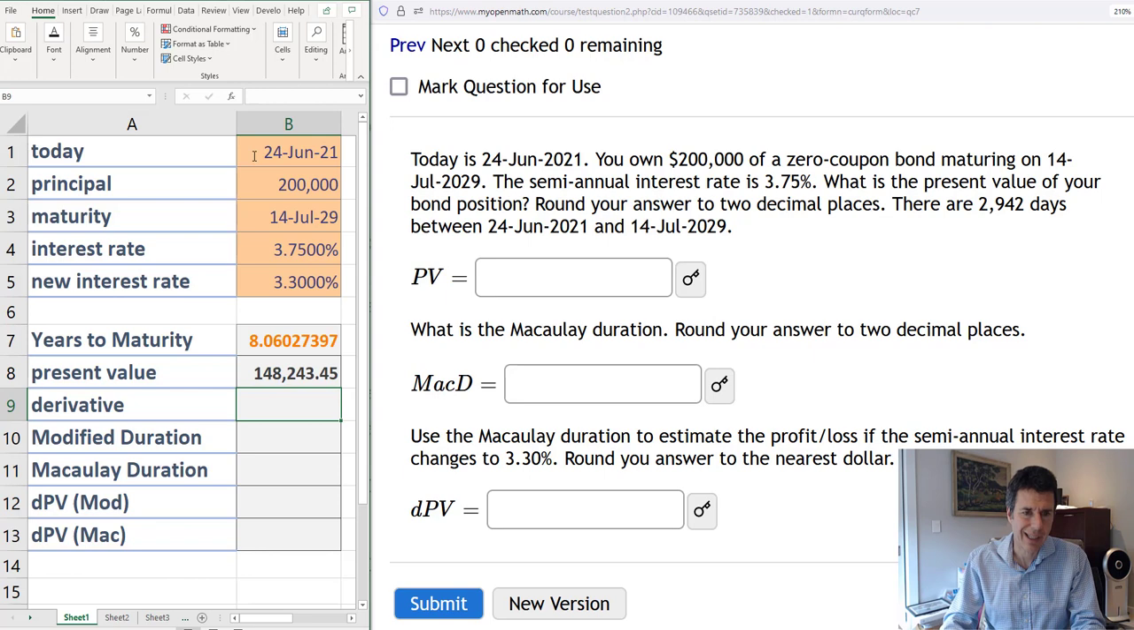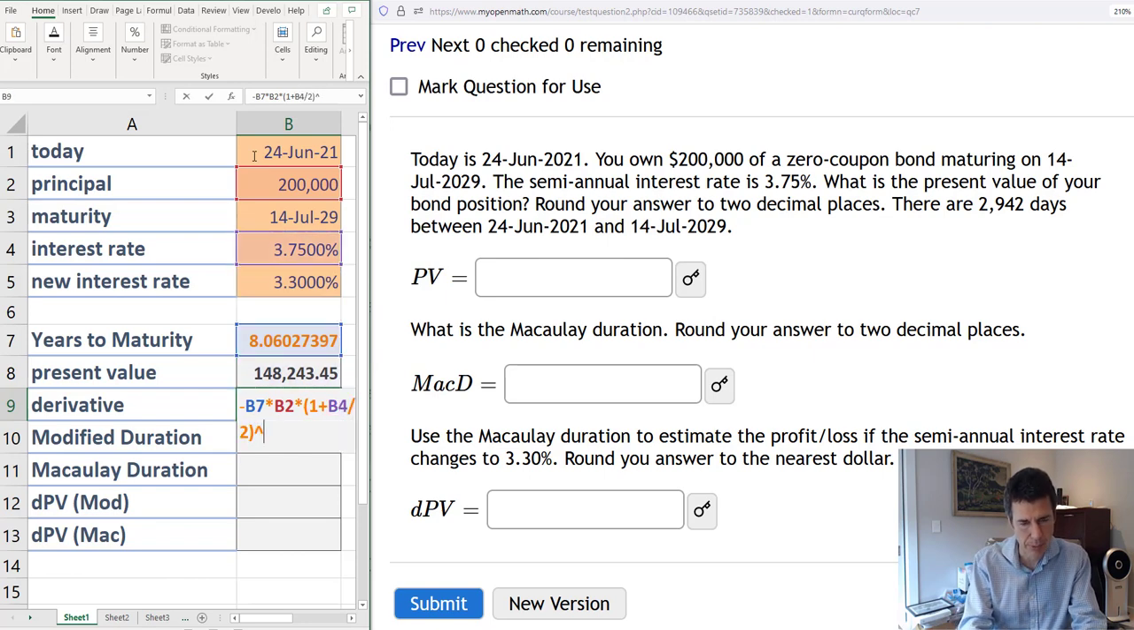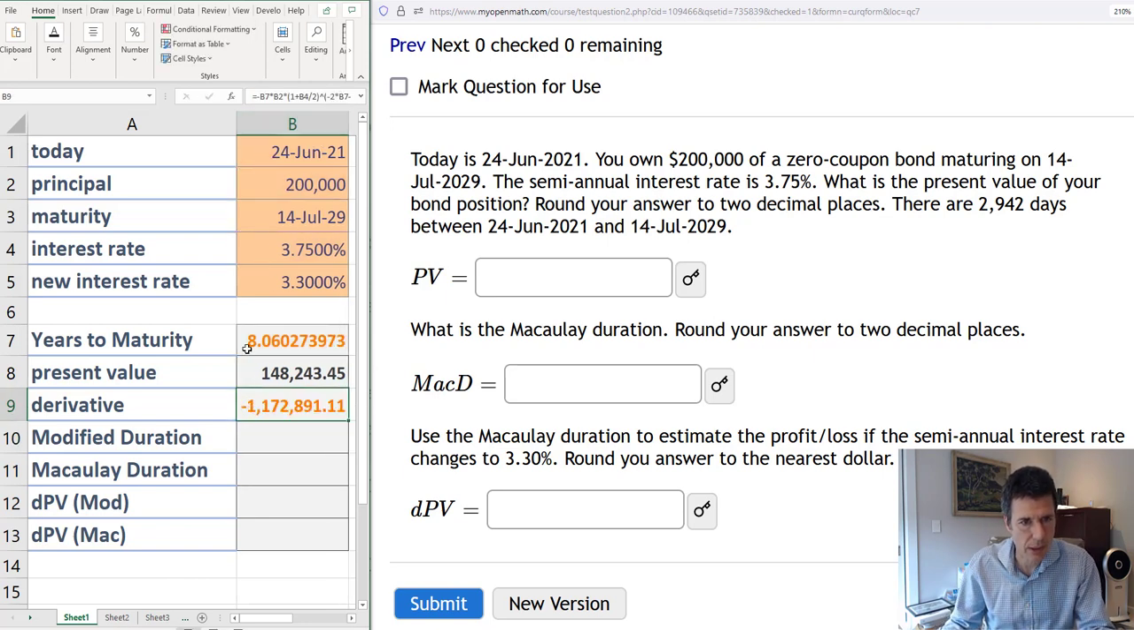The derivative, and I know the derivative off the top of my head, but you can take the derivative using the chain rule, and you're going to get negative t times the principal times 1 plus y over 2 to the power negative 2t minus 1. So negative t times the principal times 1 plus the interest rate divided by 2 to the power negative 2 times t minus 1. So again, that's a power rule and then a chain rule. Oops. So let's make that a little bit wider. So the derivative is a big number.